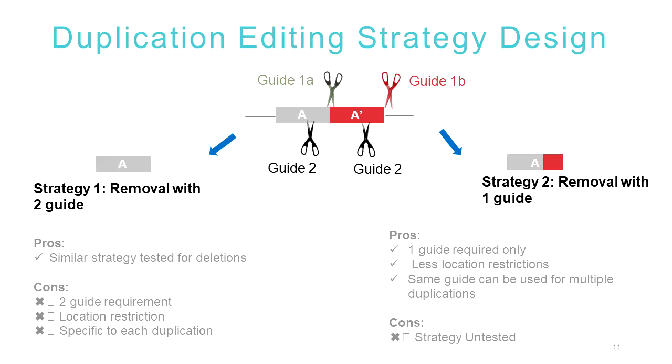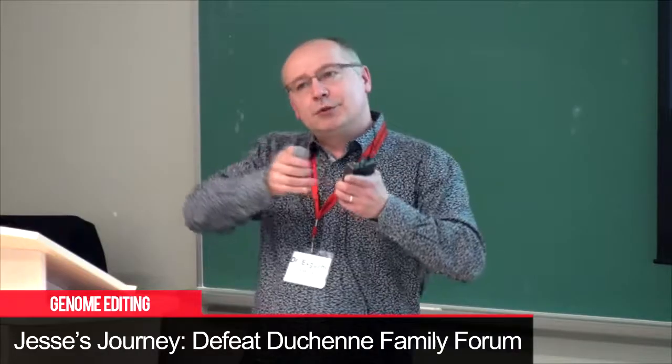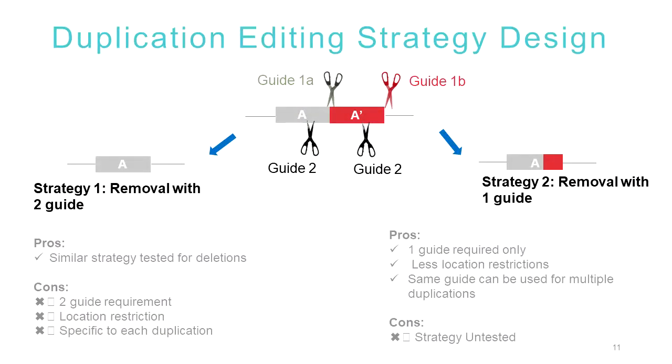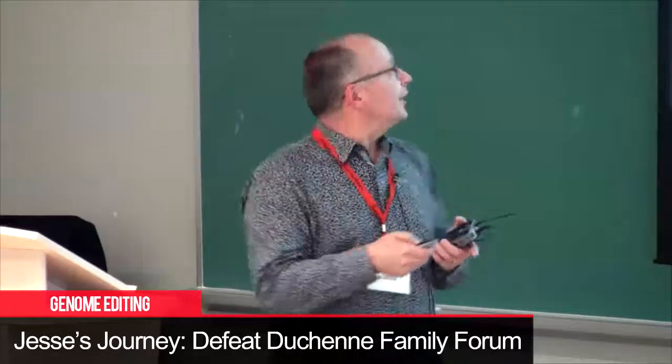So we designed an approach that is a one-guide approach. Because the sequence is duplicated, we can use only one guide to cut it twice. So only one guide, fewer location restrictions. The same guide can be applied for multiple duplications, and the strategy was not tested.